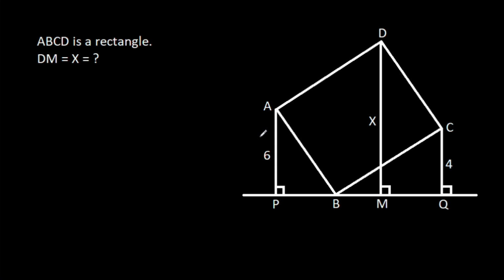In this video, we have been given that ABCD is a rectangle and AP is perpendicular on PQ, DM is perpendicular on PQ, and CQ is perpendicular on PQ, and AP is 6, CQ is 4, and DM is x. Then we have to find x.